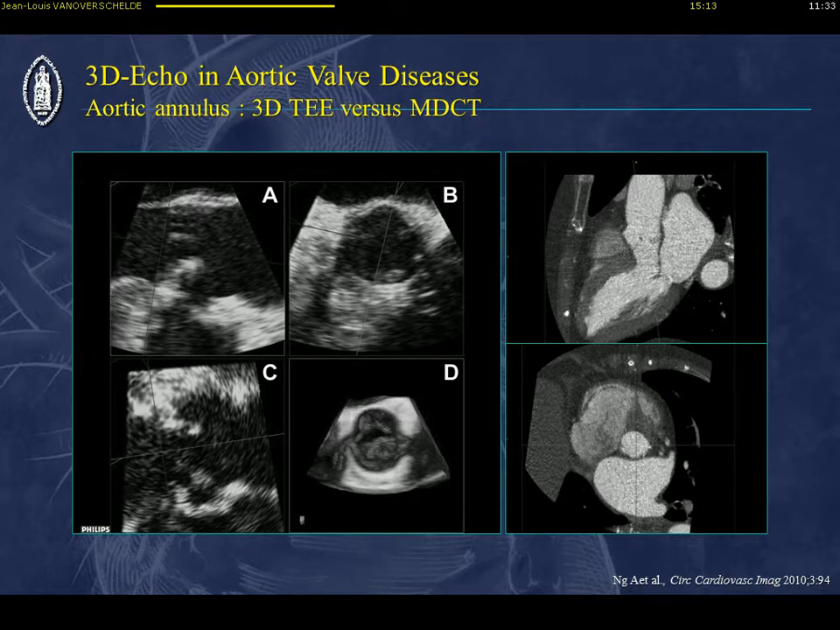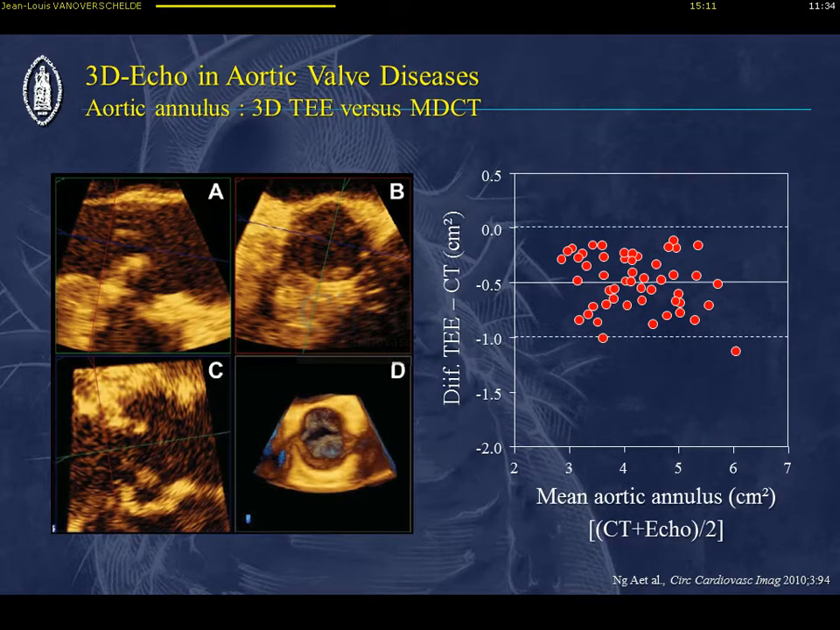Many people do that by CT, but it can be done by 3D TE as well. And the correlation between the CT and the TE measurements is quite good, and at least the difference between the two is markedly reduced when you use the 3D TE compared to only the 2D dimensions. So I would strongly recommend that if you don't have a CT, then you use 3D TE to make your annular dimension calculations in order to appropriately size the prosthesis that you're going to implant in the patients.